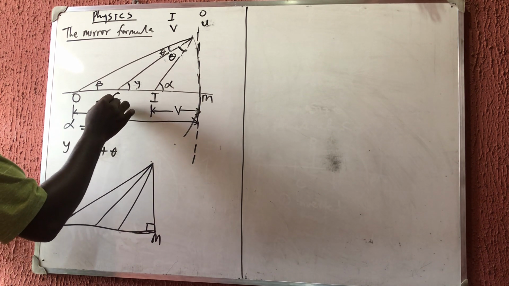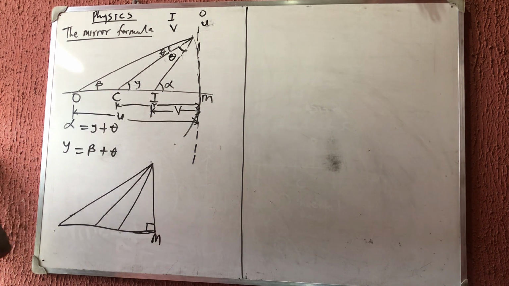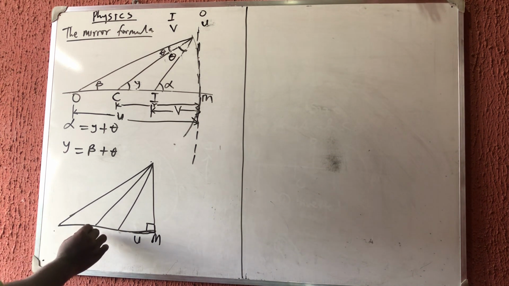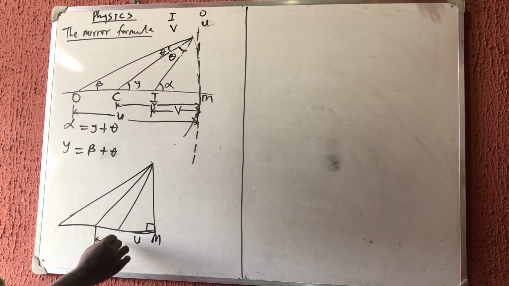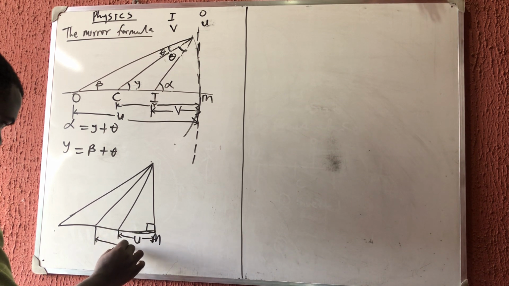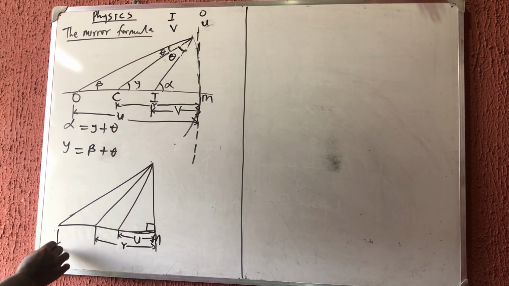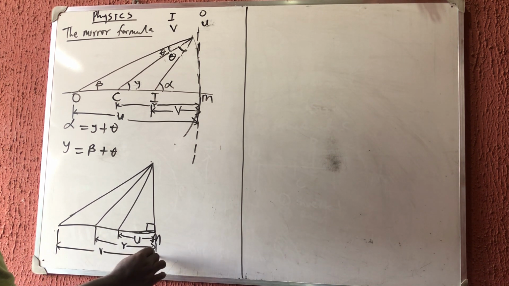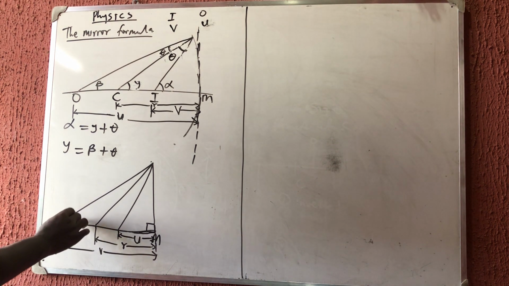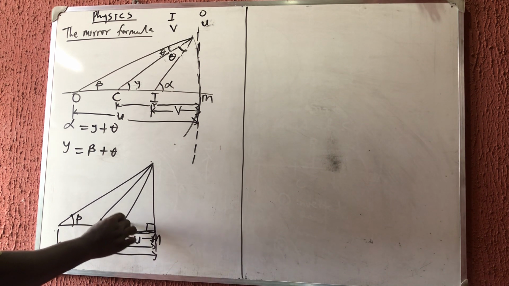The distance from the curvature to this place is our R. You should know that. So here is my U, from here to here is my R, and then from here to here is my V. So now let's do something. This is my beta, this is my Y, and this is my alpha.